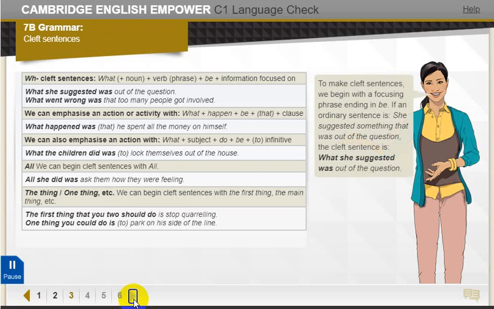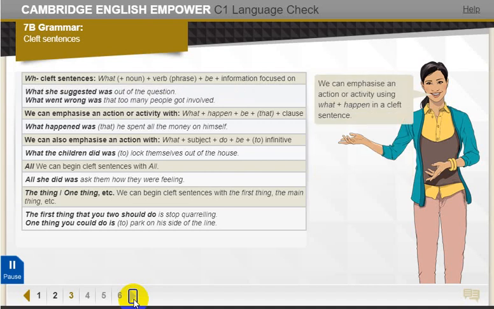To make cleft sentences, we begin with a focusing phrase ending in be. If an ordinary sentence is, "she suggested something that was out of the question," the cleft sentence is, "what she suggested was out of the question." We can emphasize an action or activity using what plus happen in a cleft sentence. We can also emphasize actions using the verb do in a cleft sentence.